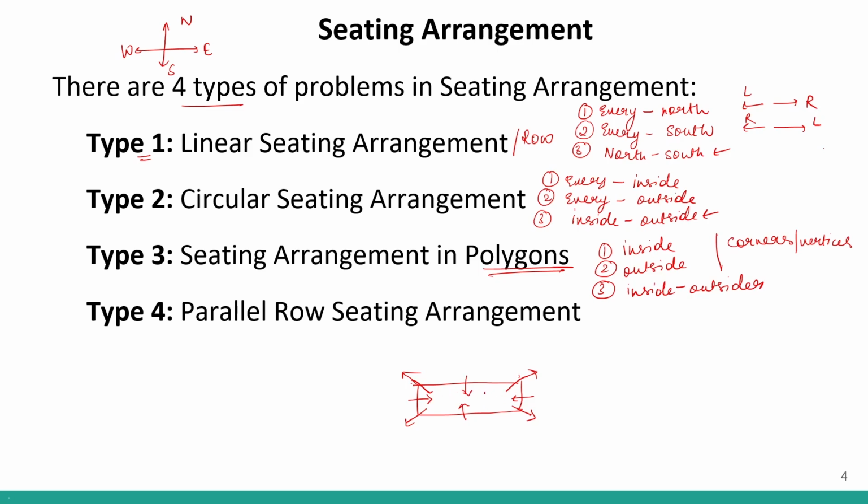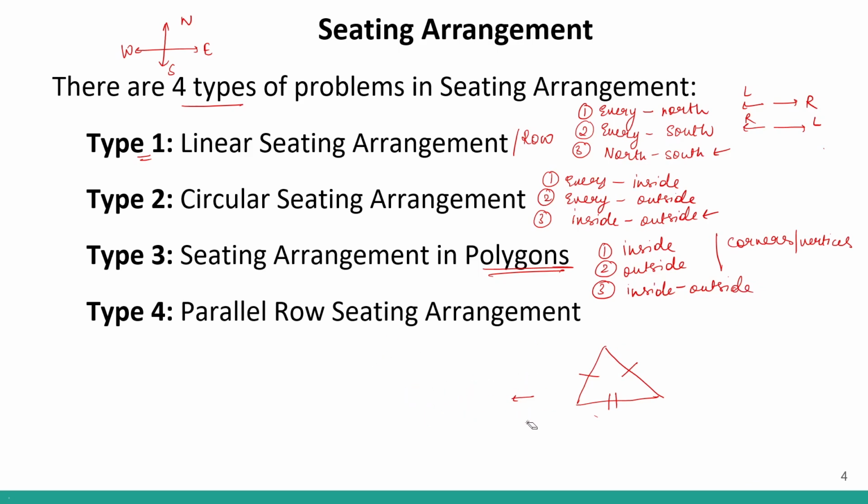It could be triangles, it could be rectangles, squares. Squares and rectangles are very common. Triangles are not that common, but you can get those in your examinations as well. There is another possibility. For example, we are given a triangle and we are told that there is one person sitting at each edge, but there is an edge where 2 persons sit. So this also complicates the question. But majorly you can get these types of questions: inside, outside, and some people facing inside, some people facing outside. These are your questions on seating arrangement on polygons.